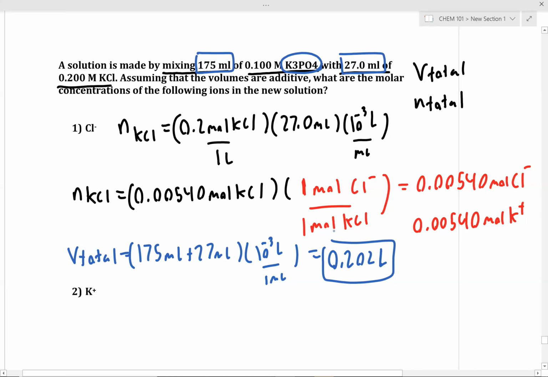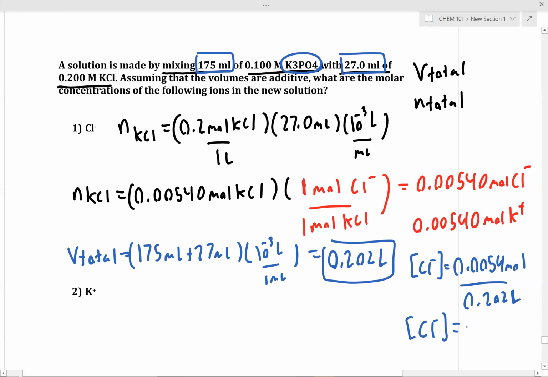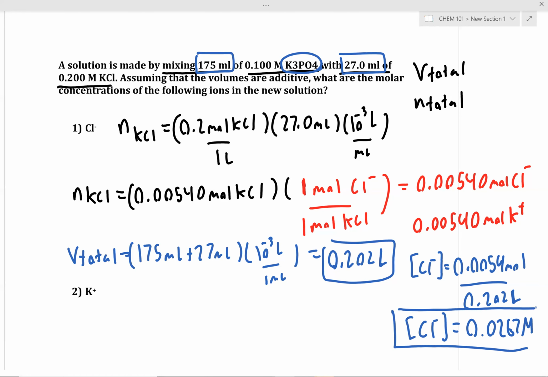So then, to finish this off, if I want to calculate the concentration of chloride, all I do is take my moles of ion in all ionic compounds and divide it by our volume. So 0.0054 moles over 0.202 liters. That gives us a concentration of chloride of 0.0267 molar. Does that logic make sense? Calculate the total moles, calculate the total volume, then divide.